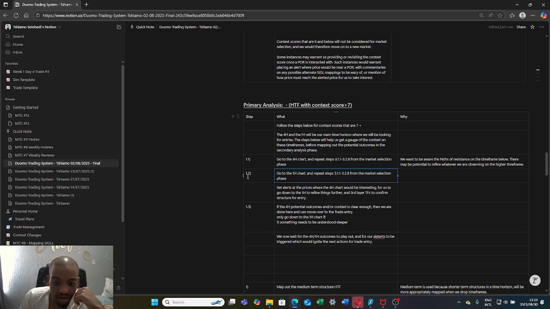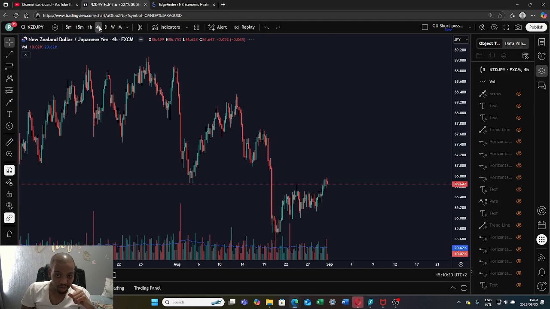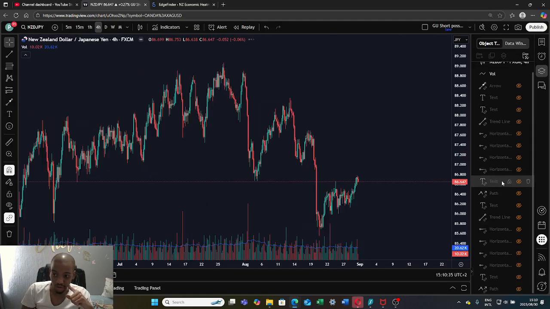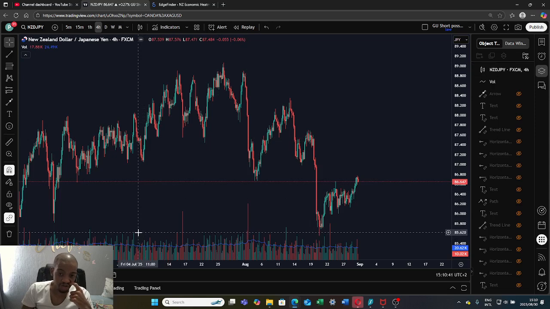I need to change this. So what I'm saying I need to do is go here. No, okay, nothing mapped here. Then I need to start mapping the significant levels. I need to take a break, guys.